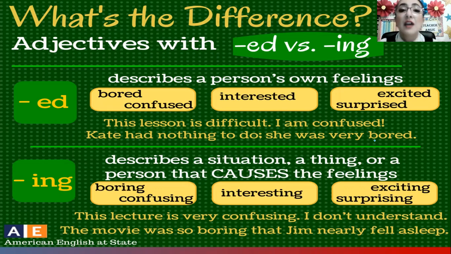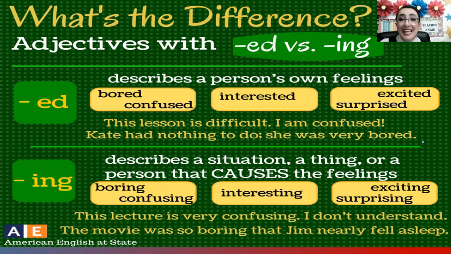The ed or ing. What are the adjectives? Porque me emociona hablándolo. For example, boring, confusing, interesting, exciting, surprising. Look at the difference. We are going to see which one is the difference. Which is the difference? This lecture is very confusing. I don't understand. The movie was so boring that Jim nearly fell asleep. This lecture is very confusing. I don't understand. Esta lectura es muy confusa. No entiendo. The movie was so boring that Jim nearly fell asleep. La película estuvo tan aburrida que Jim casi se queda dormido, ¿no?